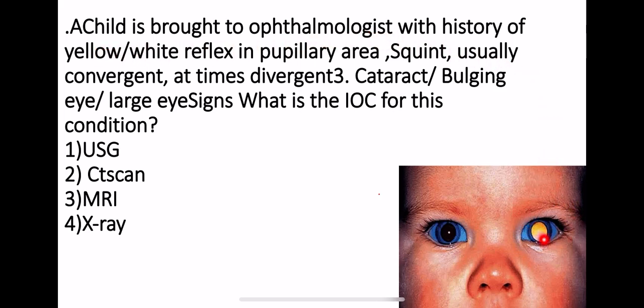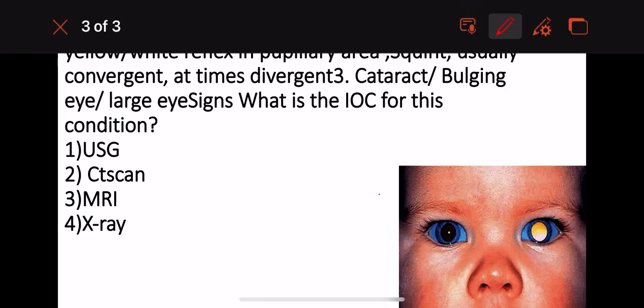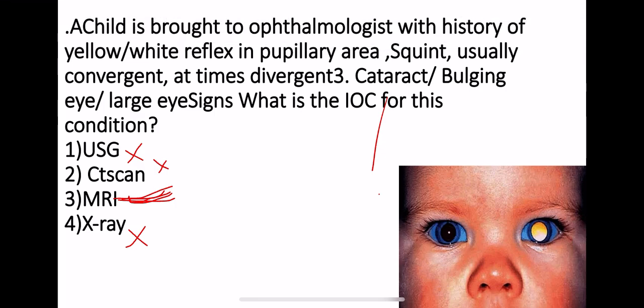It is also given in the image. Now, what is the investigation of choice? As we all know, the investigation of choice is definitely the MRI, not CT, X-ray, or USG. When they ask specifically for India, we still use the CT scan, but this trend is also converting into MRI now. The MRI is the best modality for retinoblastoma.